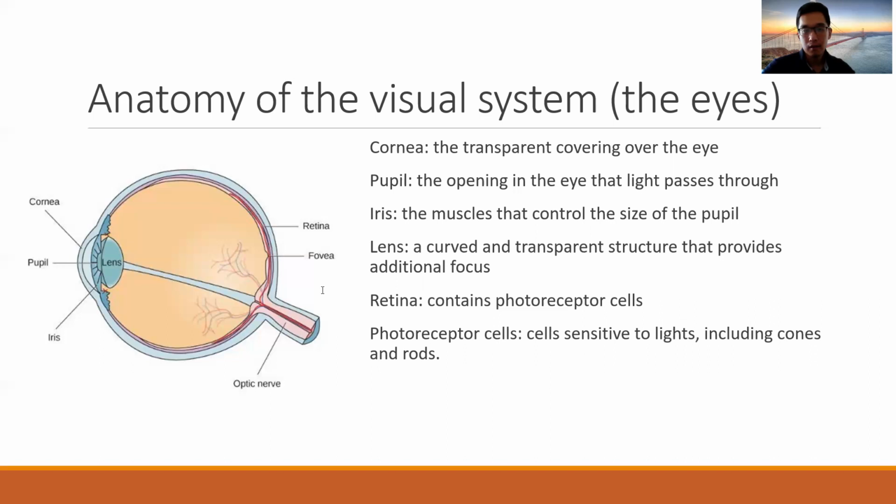So actually, you can see how the visual system, or the eyes, work. The lights go through the pupil and through the lens and go to the retina. And on the retina, there are sensory receptors for lights, so they're called photoreceptor cells. The photoreceptor cells can detect those lights. There are two kinds of photoreceptor cells. One is called the cone. The other is called the rod.